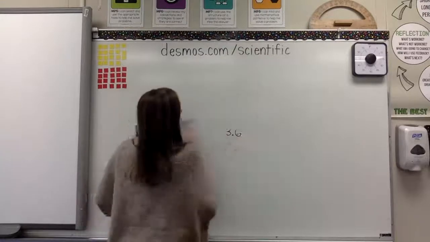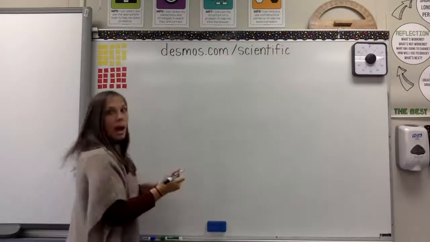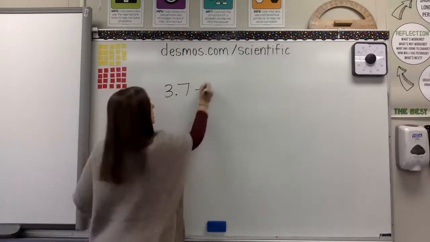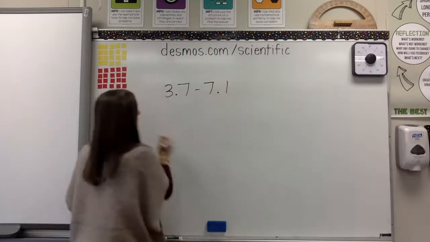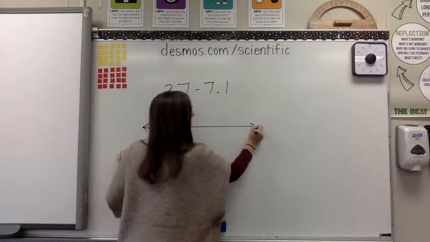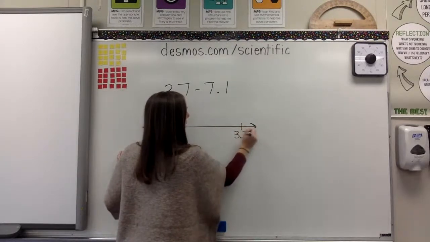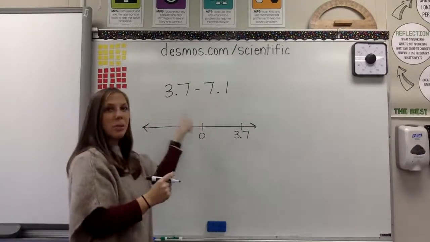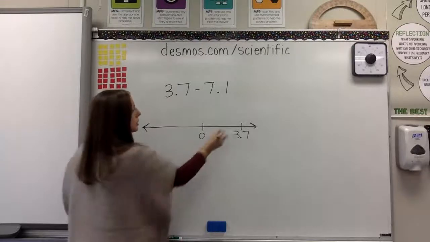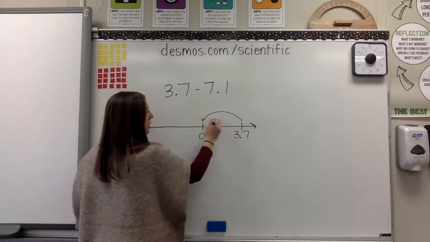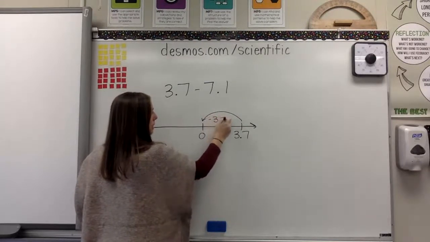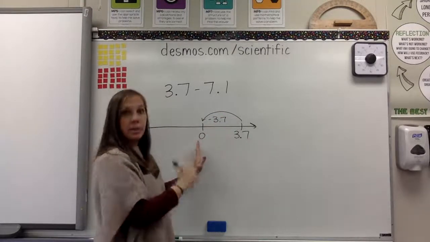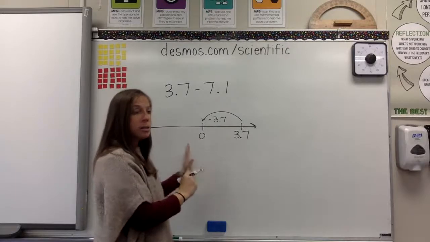We're going to use a similar strategy as we start at 3.7 and we subtract 7.1. So again, I'm starting this time with a positive number, 3.7, and I'm going to be moving to the left, and I know I'm going to cross 0 and go into the negatives. So let's start by subtracting 3.7 from here. 3.7 minus 3.7 gets me to 0, which is that nice friendly spot to pause.